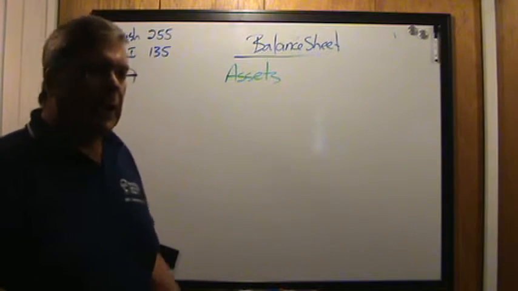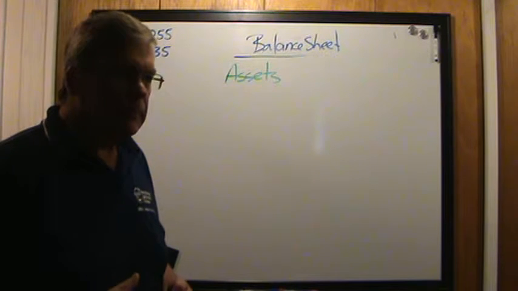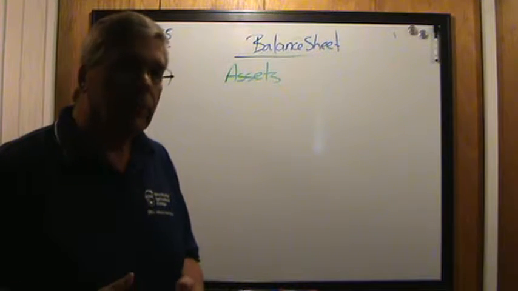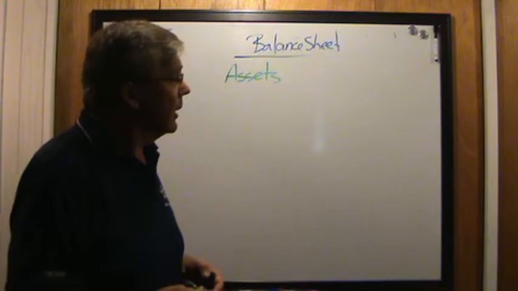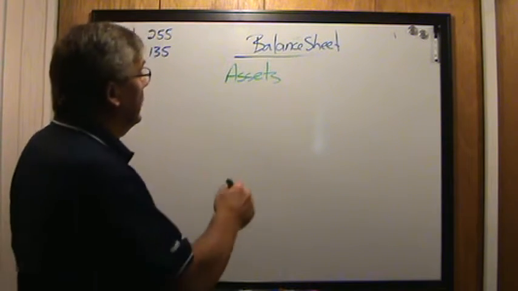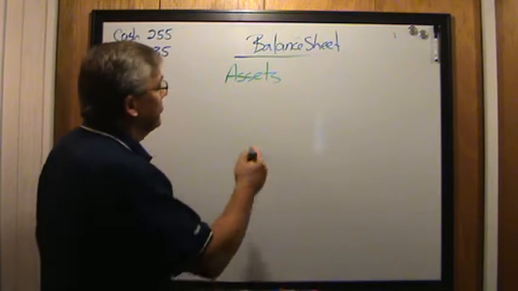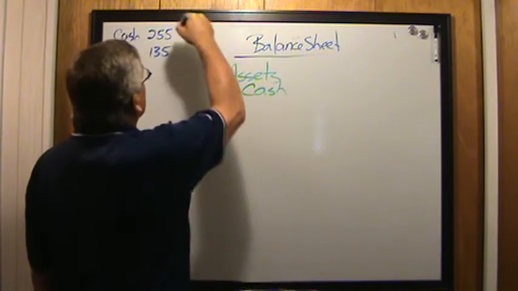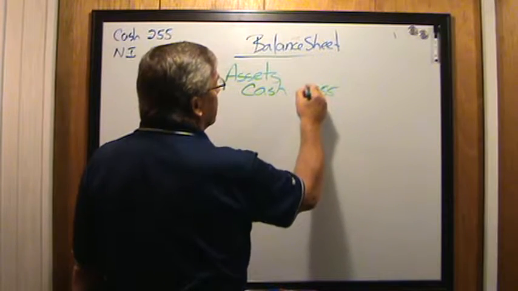Now think of the assets that this business has. We know it has cash, okay? So normally the very first account in a North American style of balance sheet is cash under current asset, but we're not going to worry about that sort of thing just yet. Cash is 255 euros, okay?